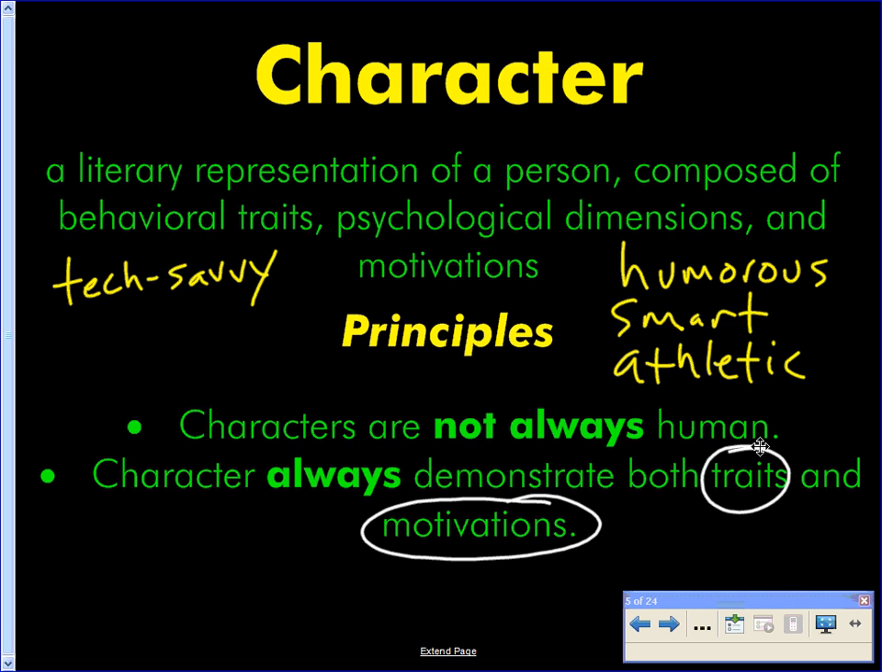What do we mean by motivations? Thank you, Matthew. Perfect. What is their goal? Matthew, do you remember when we were talking about goals or interests before? Connected to what? I'm sorry?